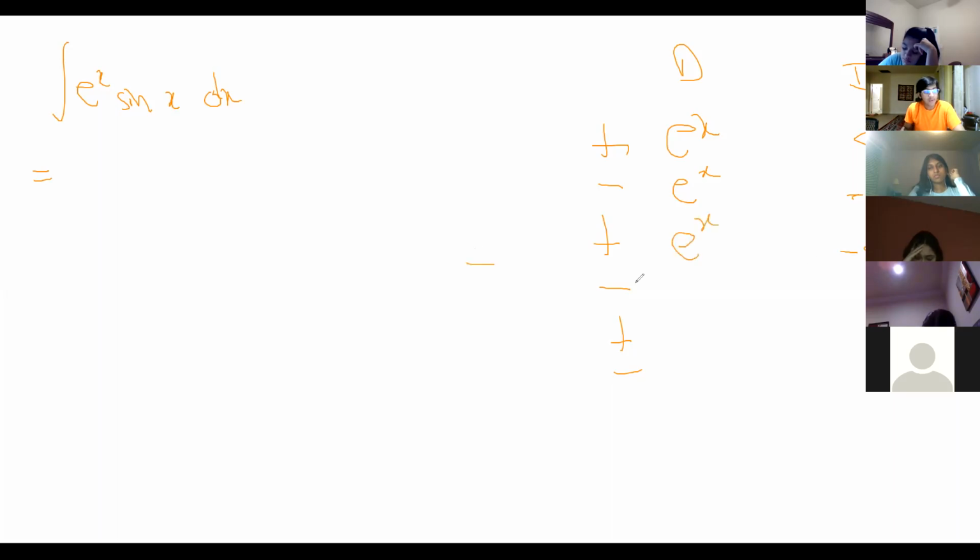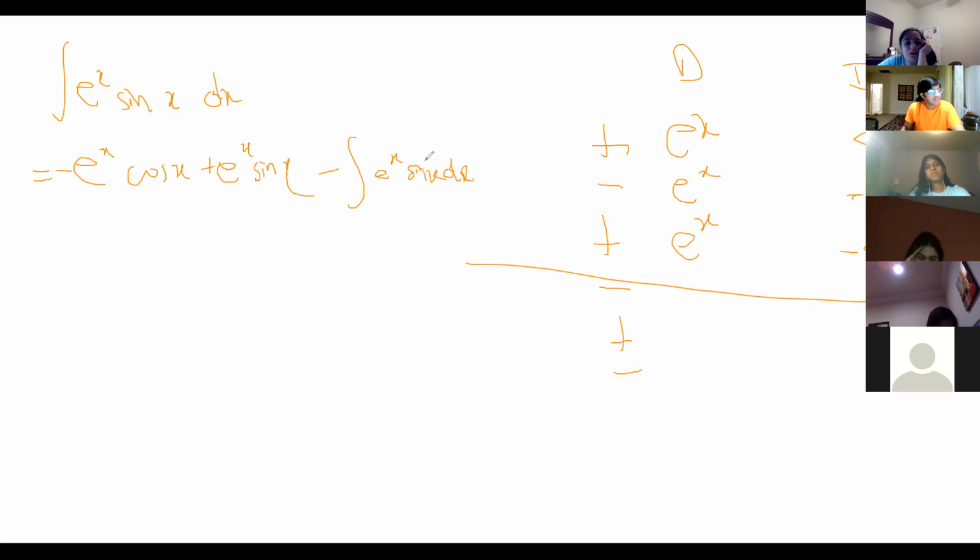And I'm going to stop right here because I see that I repeated sine x. Whenever you repeat, you're going to stop. Okay? You're going to stop because now I know that this is equal to, I'm still going to take my diagonals. I'm going to get e to the x. So actually, it'll be minus e to the x cos x plus e to the x sine x. And then I have minus integral of e to the x sine x dx.